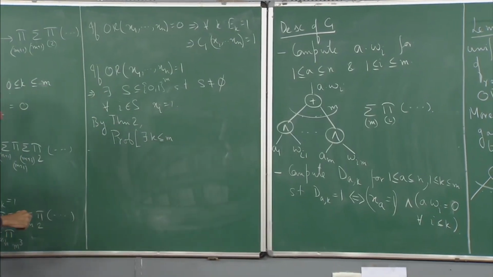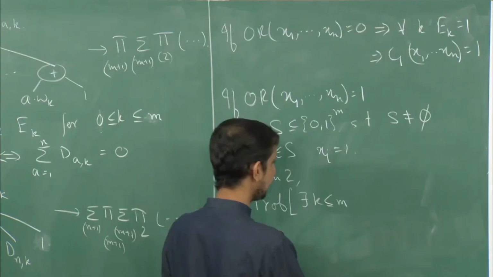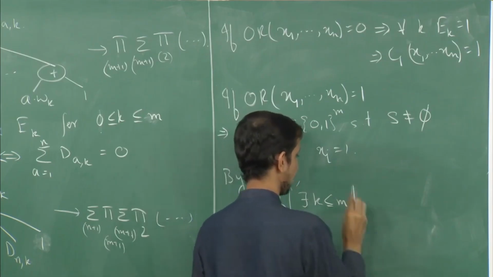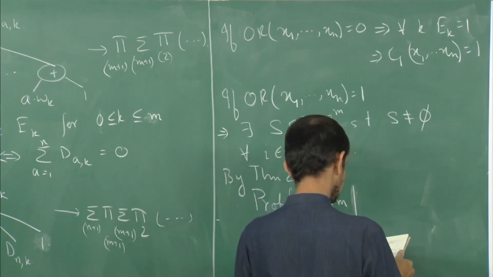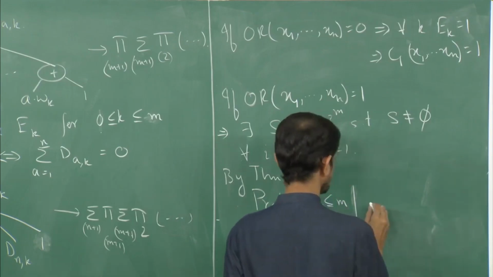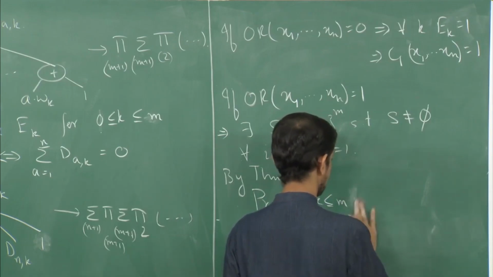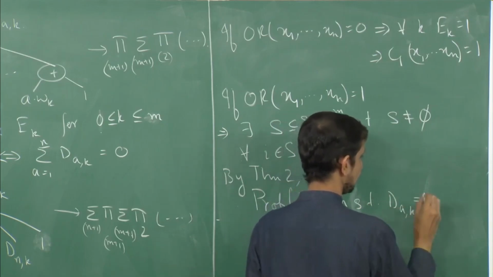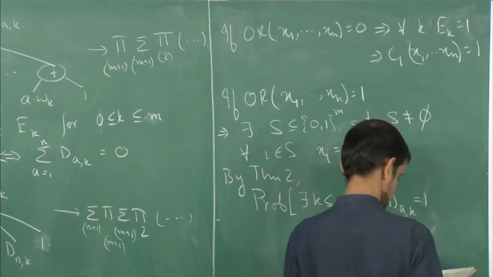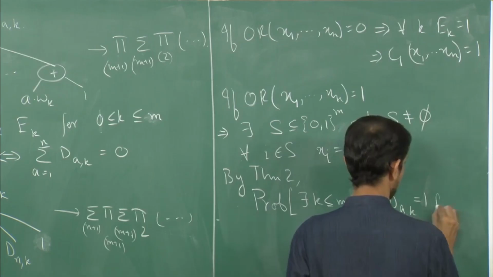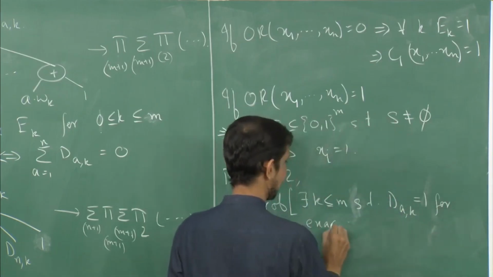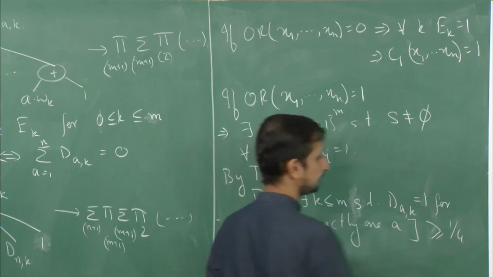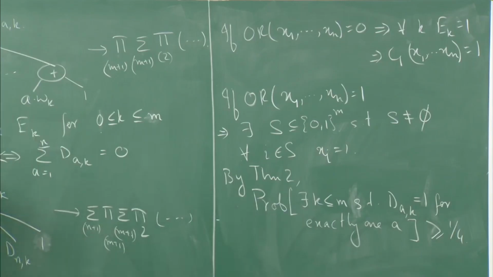By theorem 2, the probability that there exists a k which is less than m such that DAK is equal to 1 for exactly 1A is at least 1/4, exactly what you said.